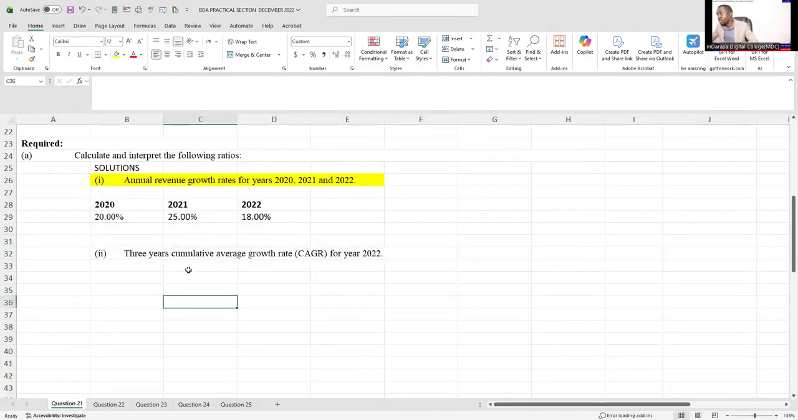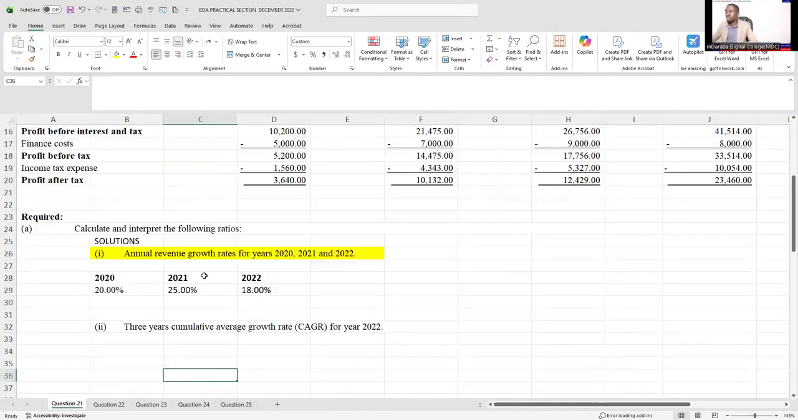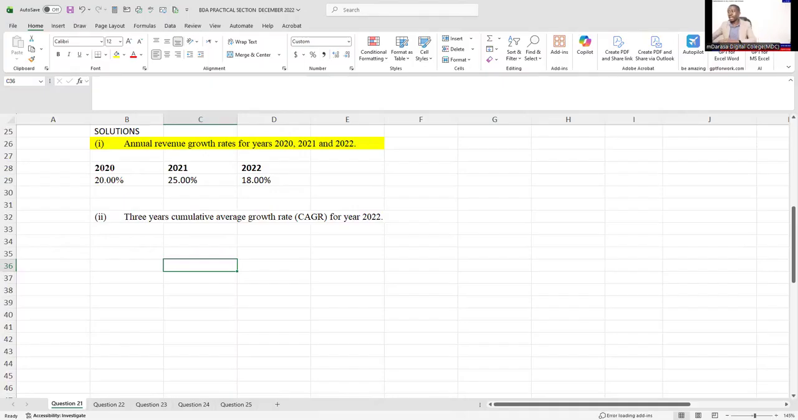3 years cumulative average growth rate for the year 2022. Assuming you are in an exam situation and you don't know how to compute the cumulative growth rate, what is the easiest way that you can do? Look at this case. In a situation that I don't know what to do at all, and I am in an exam situation, it is easy.